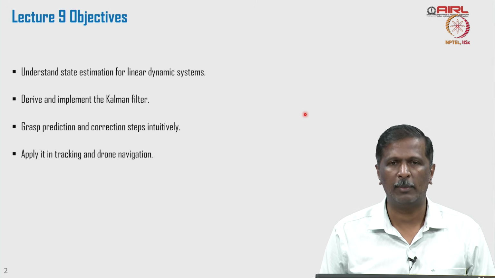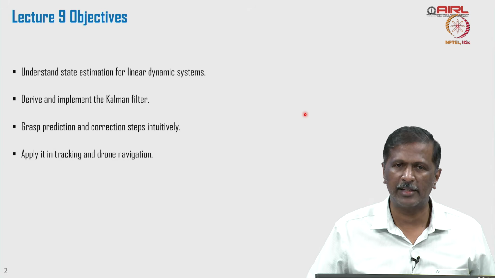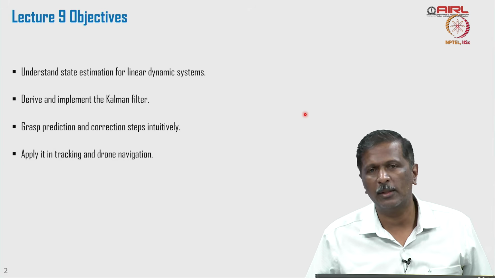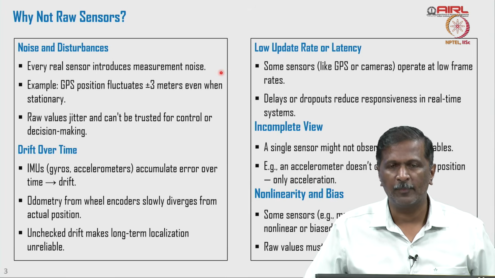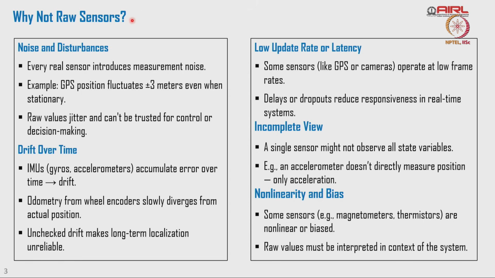Finally, we will look into MATLAB implementation, where we see how to design a Kalman filter specifically for a 2D tracking problem, and how to tune the parameters. It's just a recap. We look at why not raw sensors. We discussed this point in the previous lectures, but I am providing a recap here again.